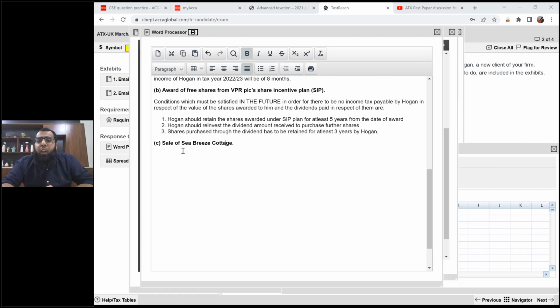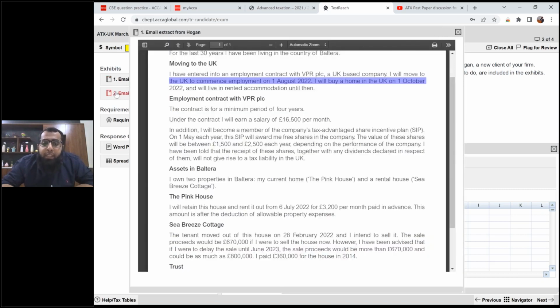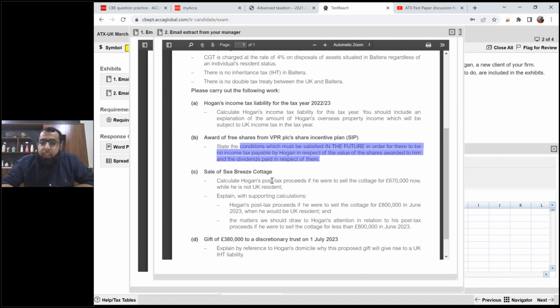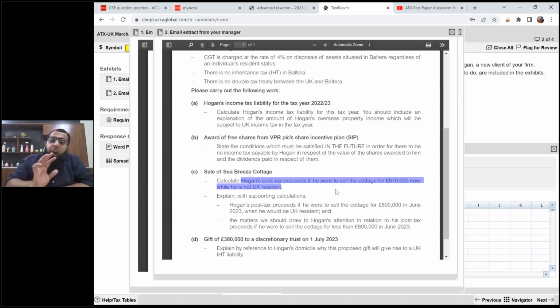Okay, sale of Sea Breeze Cottage. Let's look at it. I want you all to concentrate on it. Now, what is being asked in relation to Sea Breeze Cottage: calculate Hogan's post-tax proceeds if he were to sell the cottage for £670,000 now, while he is not a UK resident. What will be Hogan's post-tax proceeds if he were to sell the cottage for £670,000 now?